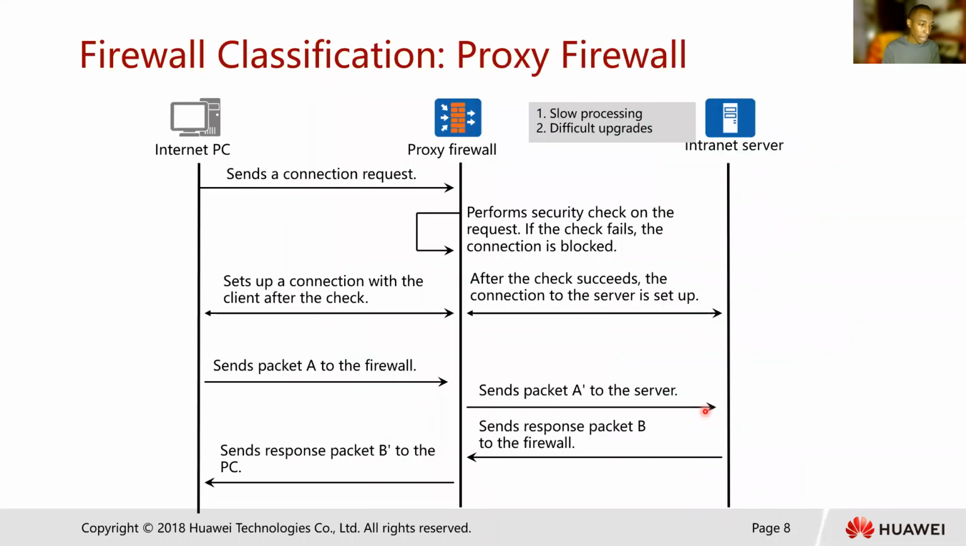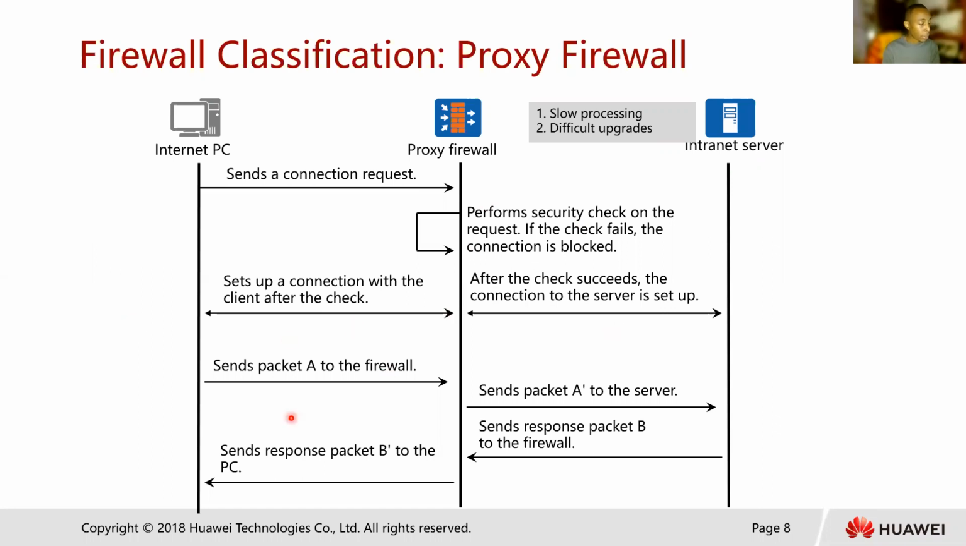So what about a proxy firewall? A proxy firewall works in this manner. For example, a computer can send a request for connection. The firewall will do a security check, and if the check fails, the connection is blocked from there on. After the check passes, it will set up a connection with the client, which is this PC, and the connection between the internet server and the client is set up. That is what you can see here.